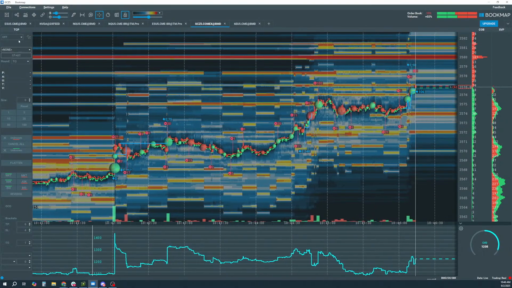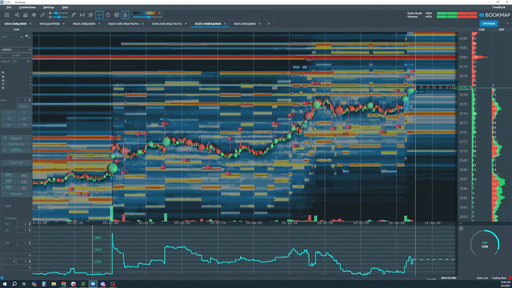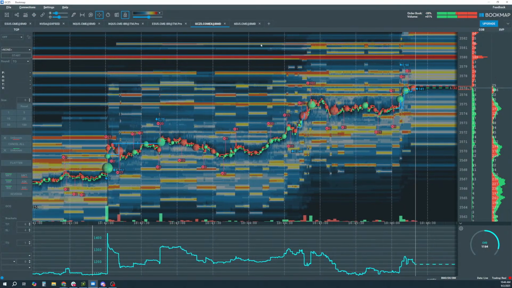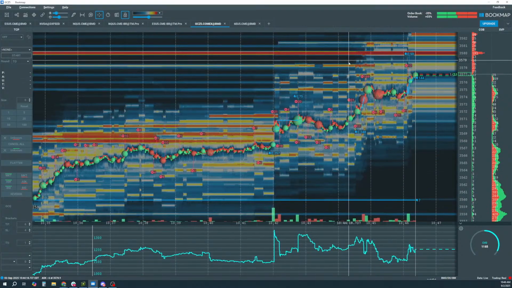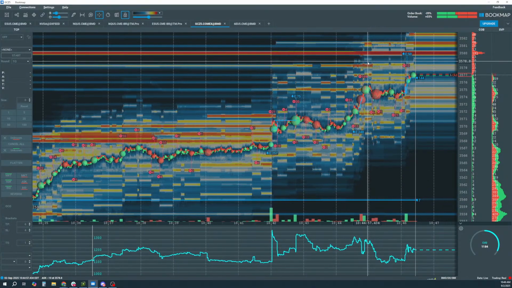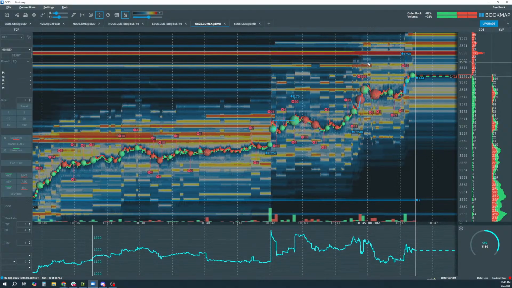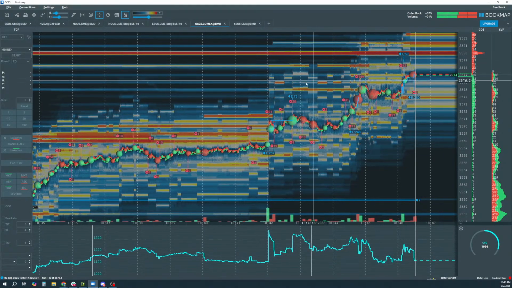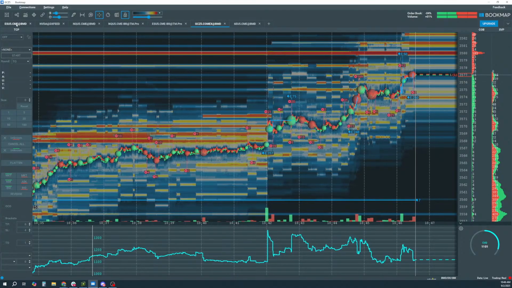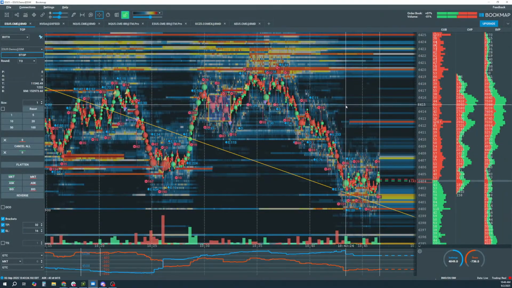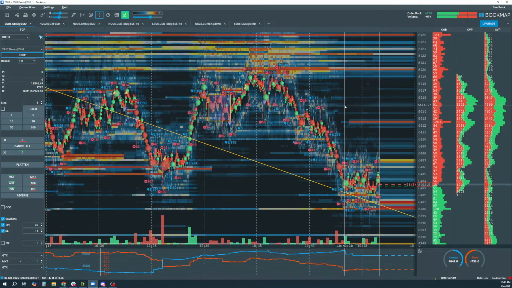Let's see, can I trade this? No, I cannot in the simulator. It's unfortunate. Okay, Rob, you were referring to the ES and the NQ. Okay. I mean, it's the same thing.